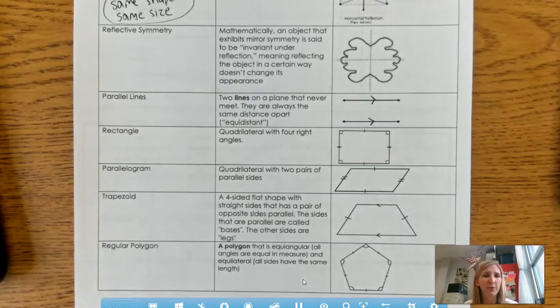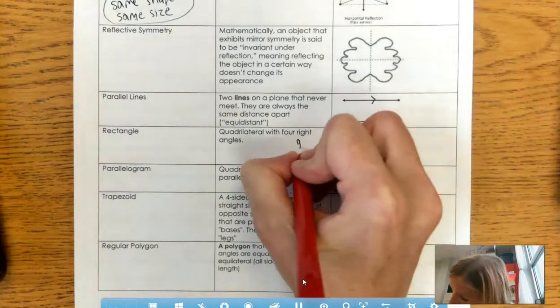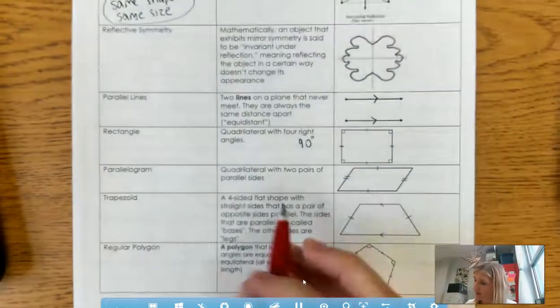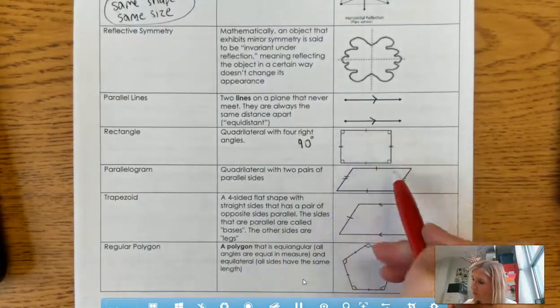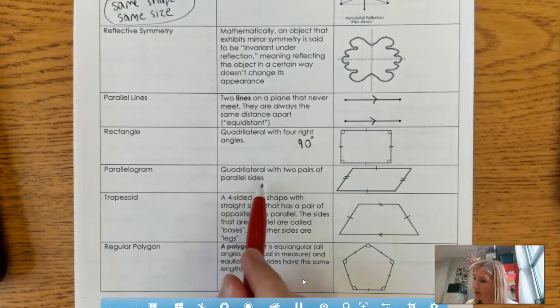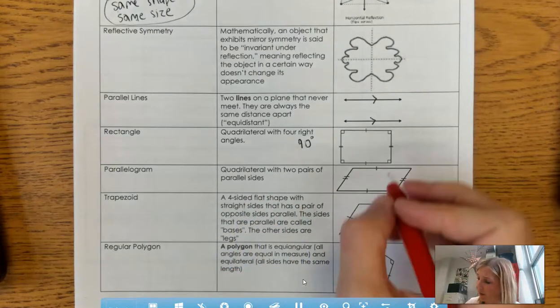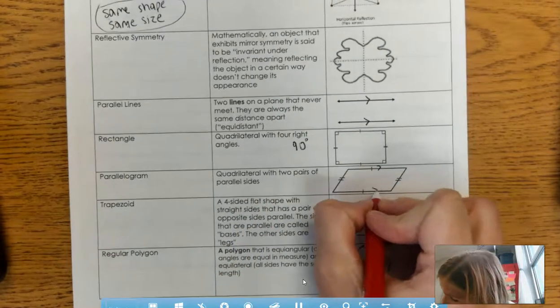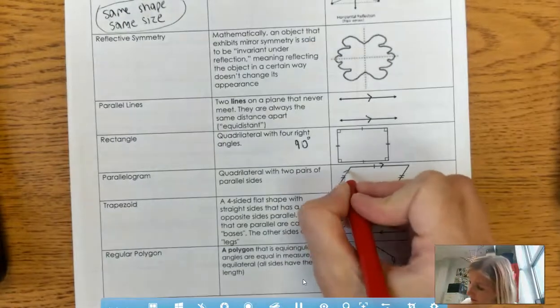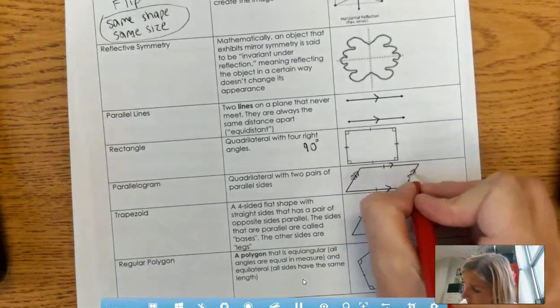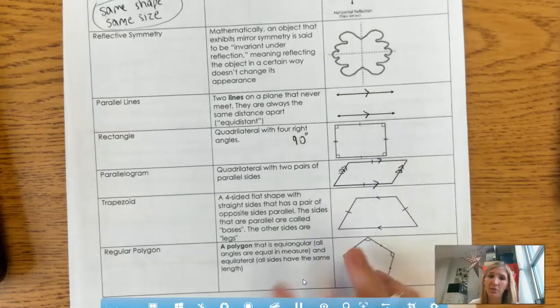A few more definitions I want to cover. A rectangle is a quadrilateral with 4 right angles. We should know that right angles mean 90 degrees. A parallelogram has 2 sides that are parallel. So this side and this side would be parallel, and this side and this side would be parallel. So its opposite sides are parallel.